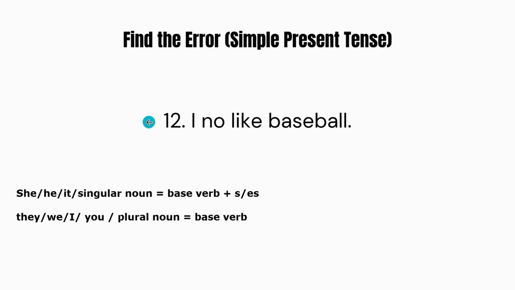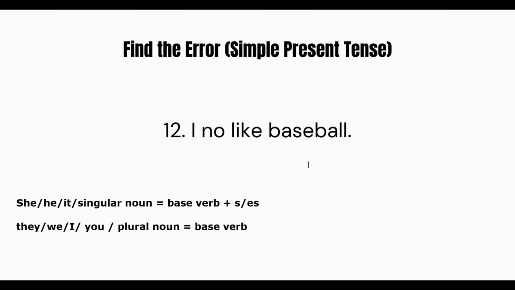12. I know like baseball. So again, this is a negative sentence. So we have to add do plus not. So the correction would be I do not like baseball. If you want to use the contraction, then you could say I don't like baseball. Okay.